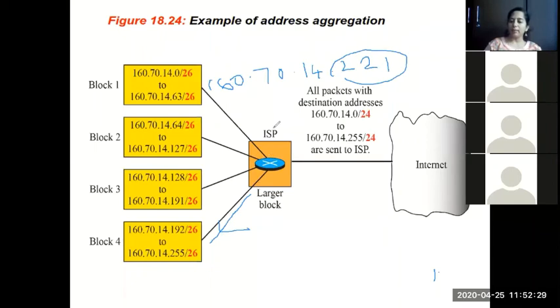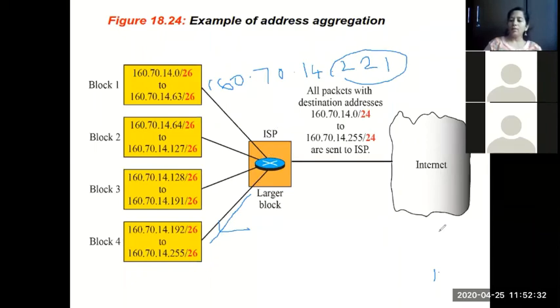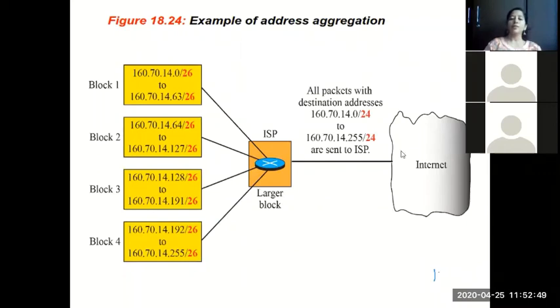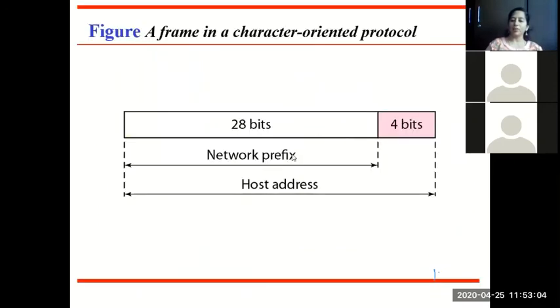So the rest of the world will see it as just one unit from here to here. The separation will be done at the end point or the last router, which is normally present at the internet service provider. This method of aggregating all the addresses of the sub-blocks into one large block of addresses to represent one organization to the rest of the world is called address aggregation.